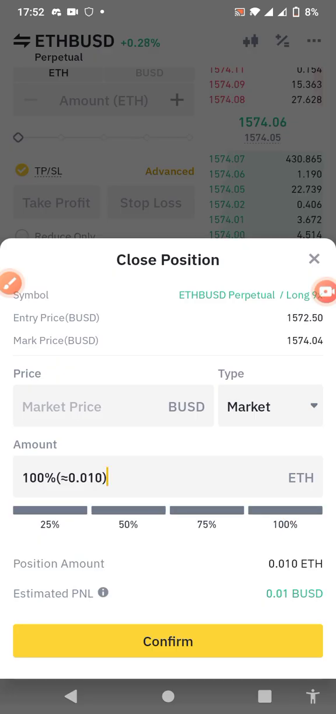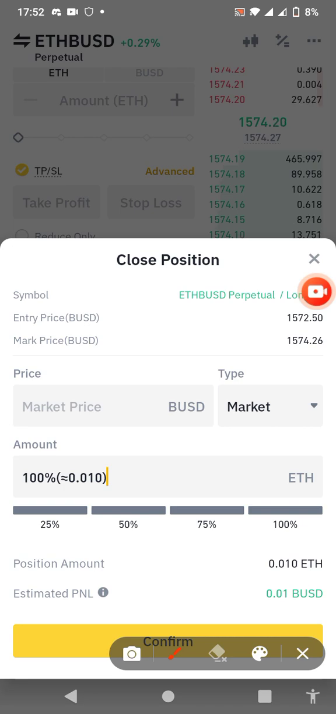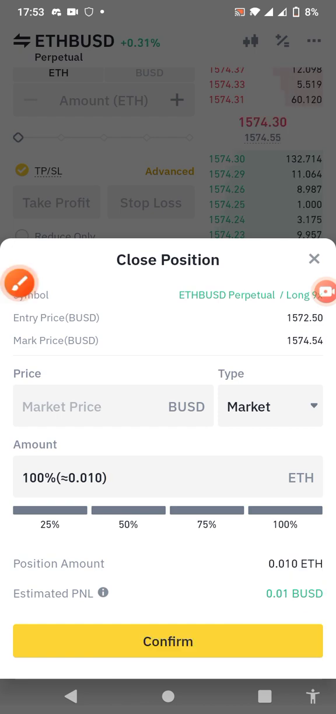So you click on this, and this is my estimated profit. That means I've gained 0.01 BUSD, which is actually small, but for the sake of example, you can see it, right. So 100 means what? You are taking the whole of the position. If this is set as 50%, that means you are taking half of the position.